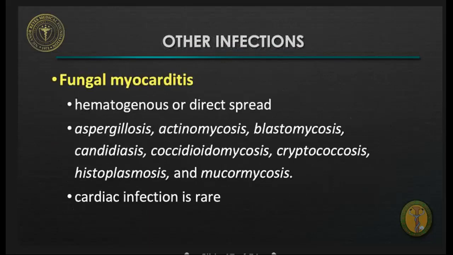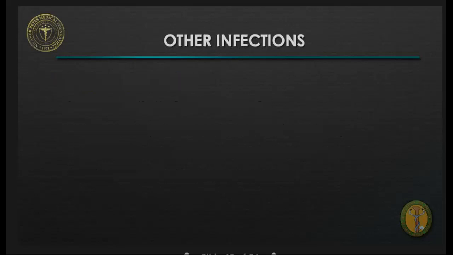Next is fungal myocarditis, which can occur due to hematogenous or direct spread of infection from other sites, as has been described for aspergillosis, actinomycosis, blastomycosis, candidiasis, coccidioidomycosis, cryptococcosis, histoplasmosis, and mucormycosis. However, cardiac infection is rarely the dominant clinical feature of these infections.